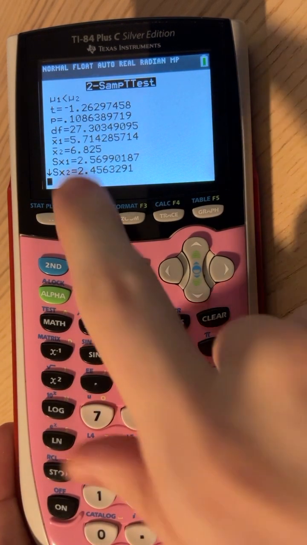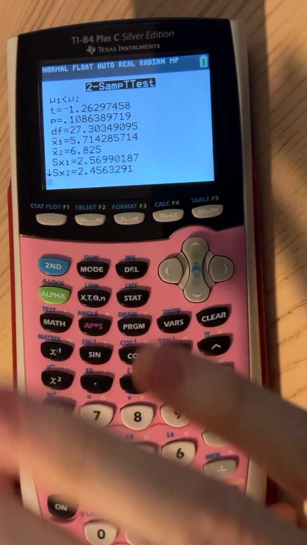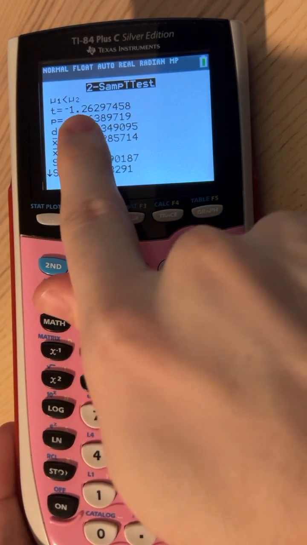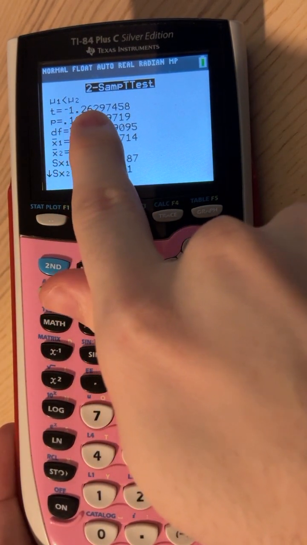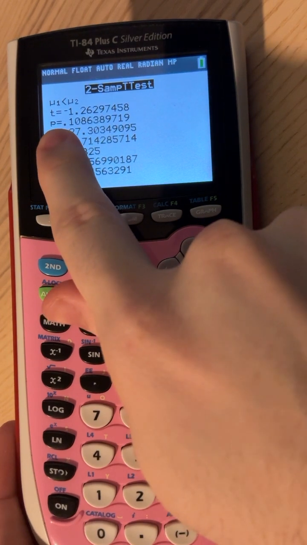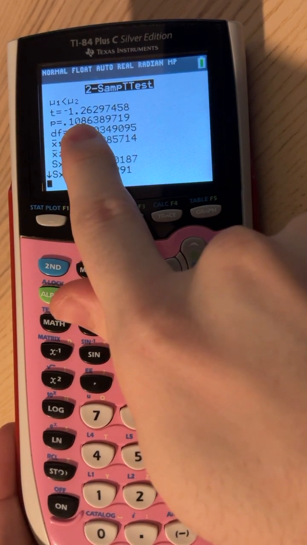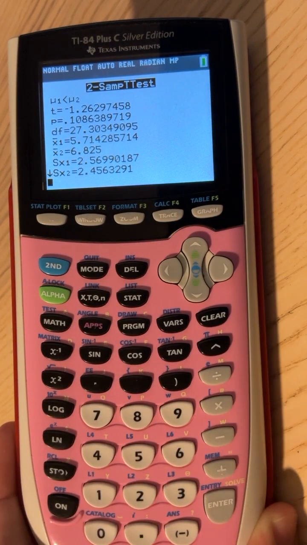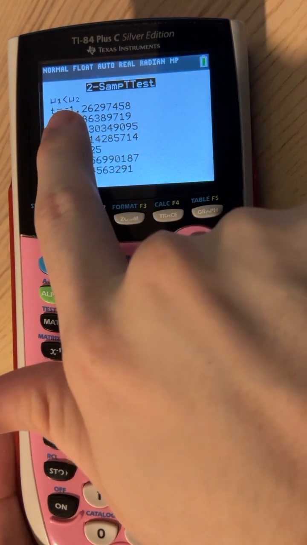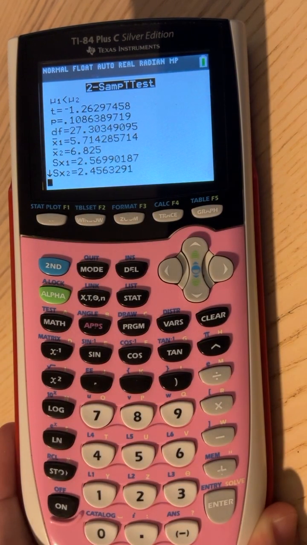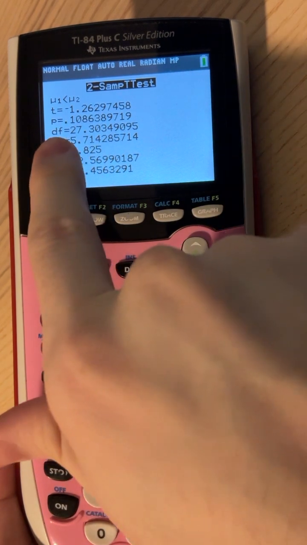And so we get our test statistic. By the way, this is fake data, but we do get a test statistic of minus 1.26, which has a p-value of 0.1086. So the data is not extreme enough to suggest that there's evidence that gamers sleep less than non-gamers on average. And we also get the degrees of freedom.